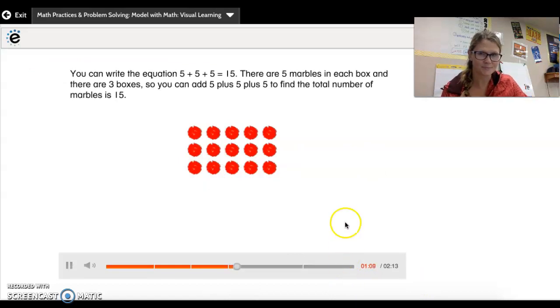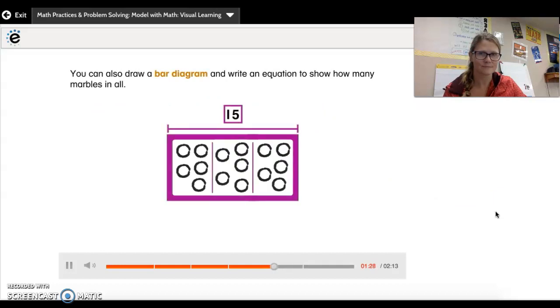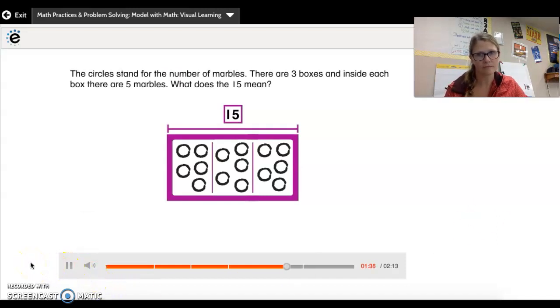You can write the equation 5 plus 5 plus 5 equals 15. There are 5 marbles in each box, and there are 3 boxes. So you can add 5 plus 5 plus 5 to find the total number of marbles is 15. You can also draw a bar diagram and write an equation to show how many marbles in all. The circles stand for the number of marbles. There are 3 boxes, and inside each box there are 5 marbles. What does the 15 mean?